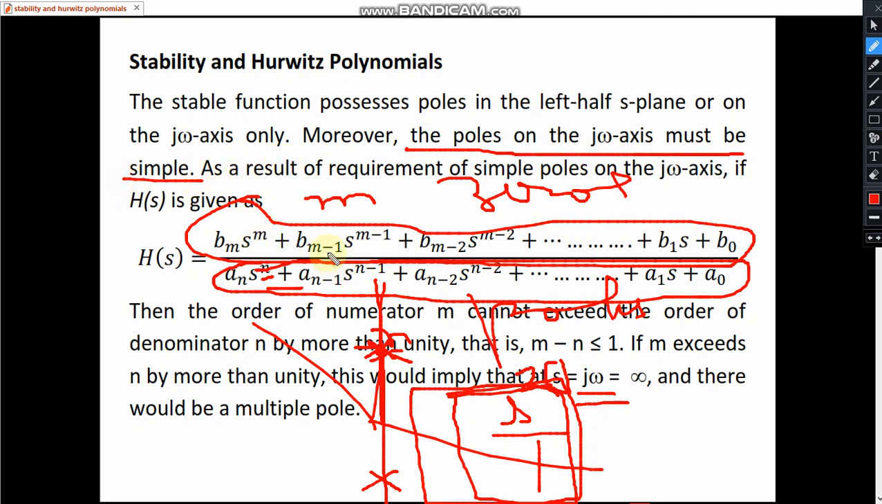It results in one more requirement, which is nothing but m minus n should be less than or equal to 1. Either n should be greater than m, no problem, or n should be equal to m, no problem. But if m is greater than n, then it should not exceed n by more than unity. So this is one more requirement.